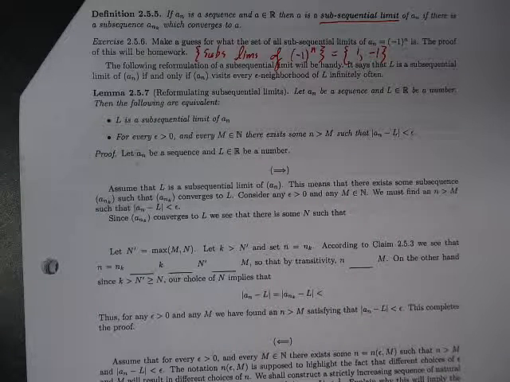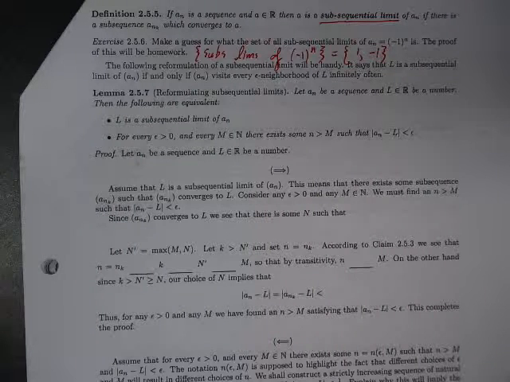Let's try to prove this statement. So let's consider any epsilon bigger than 0. Let's consider any big M. We need to find some little n bigger than big M, because it's an existential claim. I get to choose what little n is. But it needs to satisfy absolute value of A sub n minus L is less than epsilon.